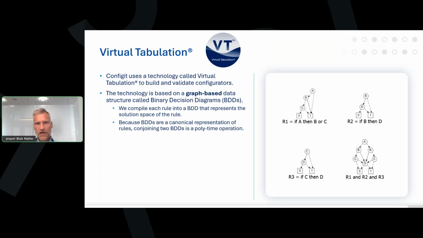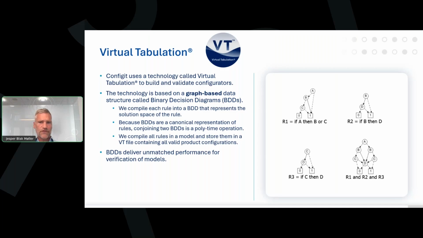And because BDDs are a canonical representation of logical rules, conjoining two BDDs is a polynomial time operation. Canonical here means that if two rules define the same solutions, they are logically equivalent and therefore have the same BDD representation. We then combine all the BDDs for all the rules into a larger graph that represents the full solution space of the model.